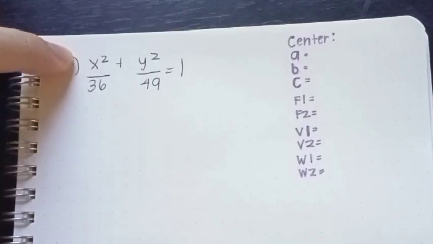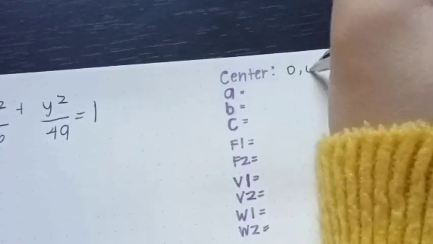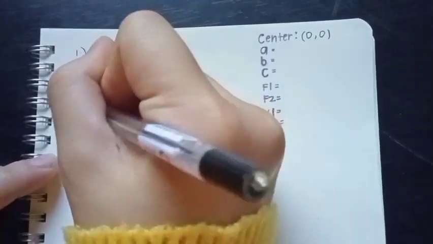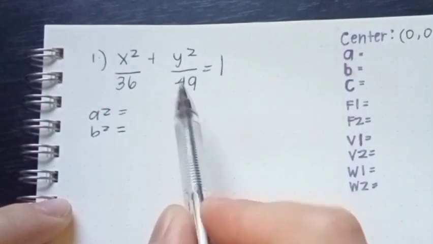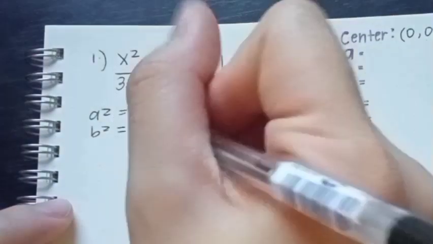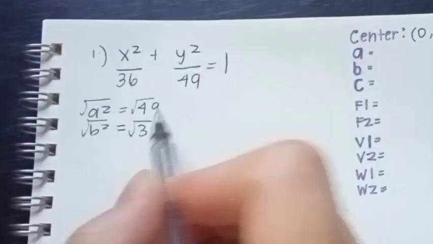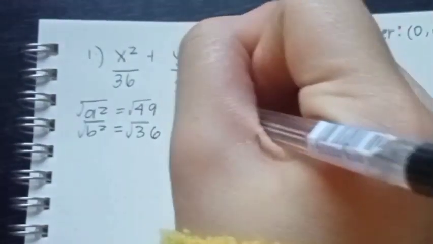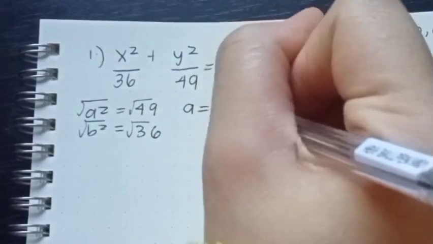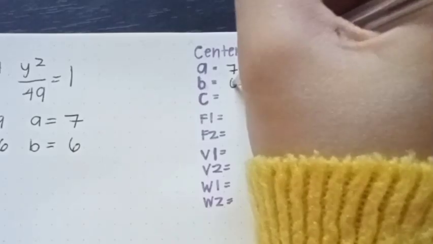So what is our center? The center is 0, 0. Now we need to get the a squared and b squared. Since 49 is higher, it's going to be a squared, and since 36 is smaller, it's going to be b squared. So what we will do here is take the square root. For a, the square root of 49 is 7, and for b, it's 6. So a is 7 and b is 6.